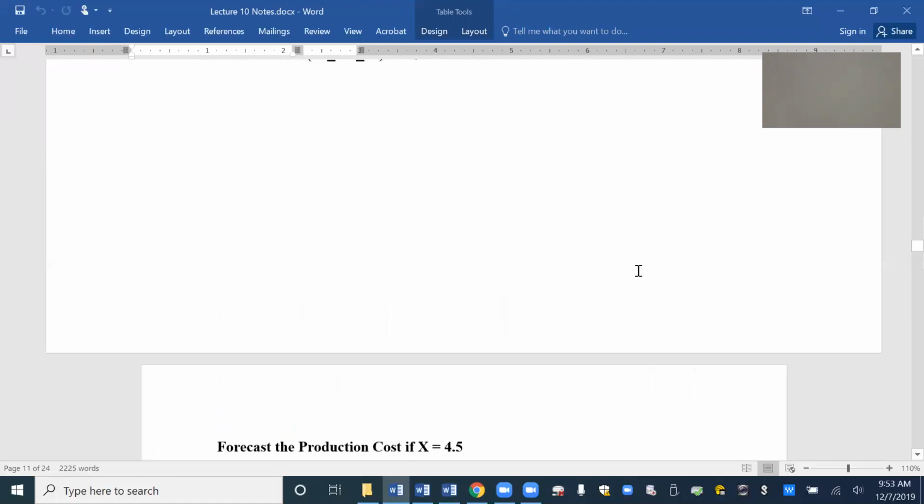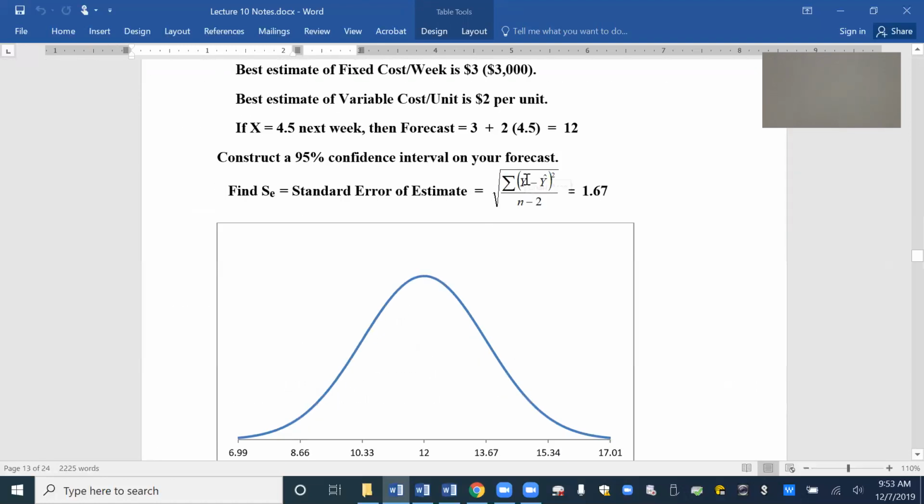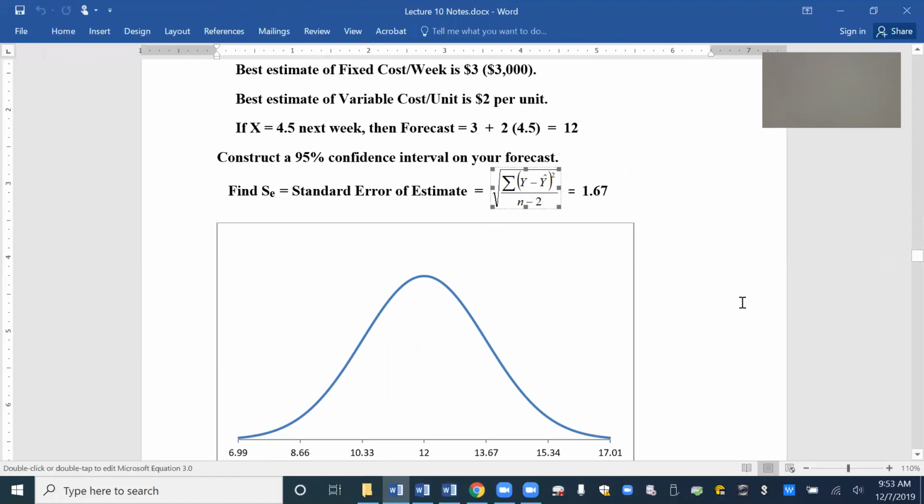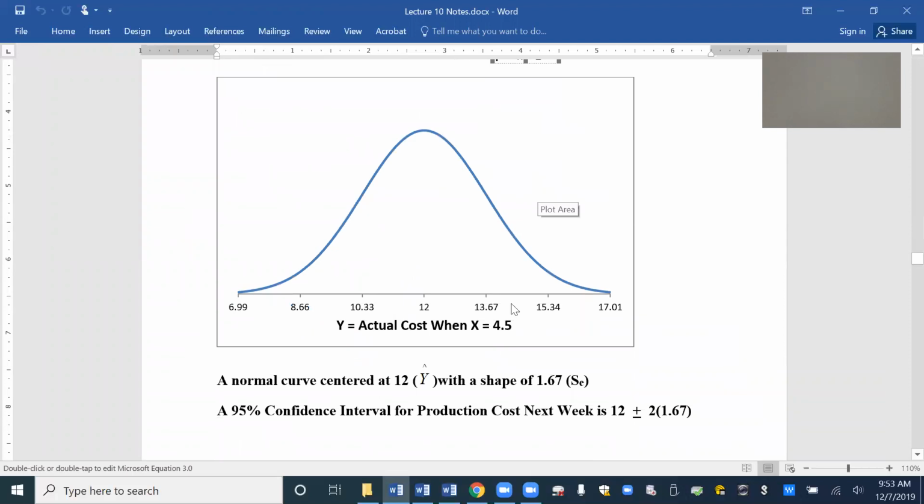So how's that determined? We take each value and we subtract how far we are away from the line, square them, and divide by n minus 2. Okay, you will never have to do that. All I'm asking you about is the interpretation of the Excel printout. Okay, but that's how Excel did it. All right, now I know that.